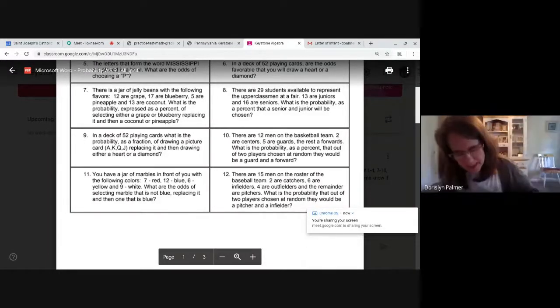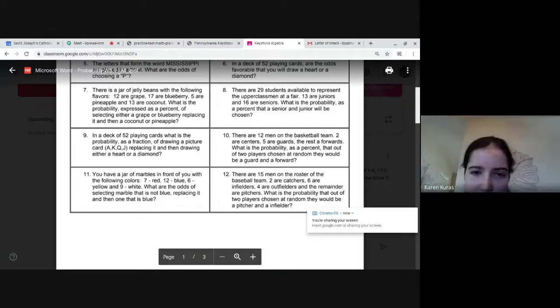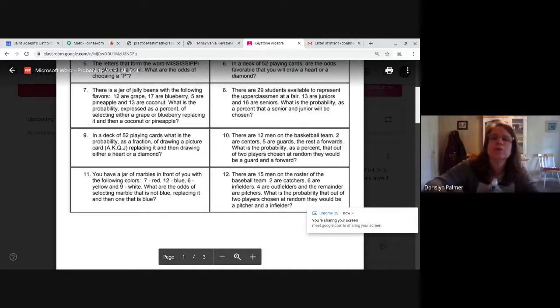Okay, Karen, will you read number 8 for us? So there are 29 students available to represent the upperclassmen at the fair. 13 are juniors and 16 are seniors. What is the probability as a percent that a senior and junior will be chosen? That a senior and a junior will be chosen. Okay. So this is going to be, again, multiple probabilities. So what is the probability that a senior will be chosen? Well, that's 16 seniors out of 29 total.